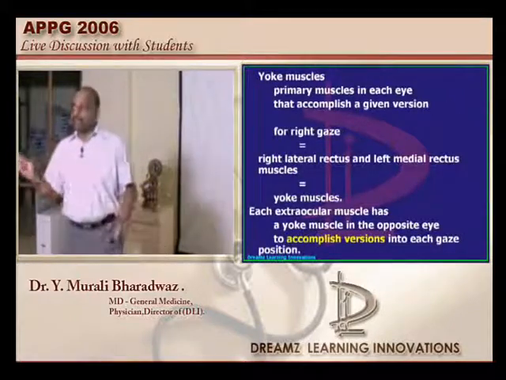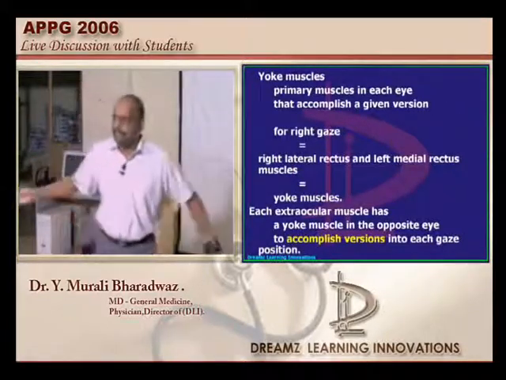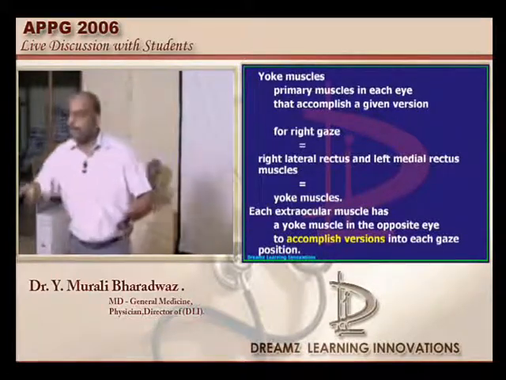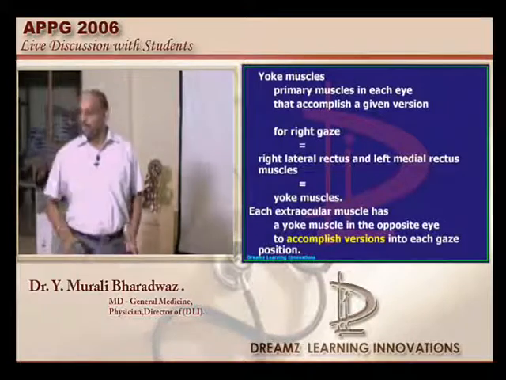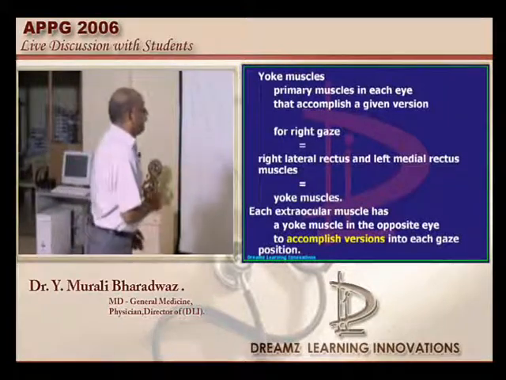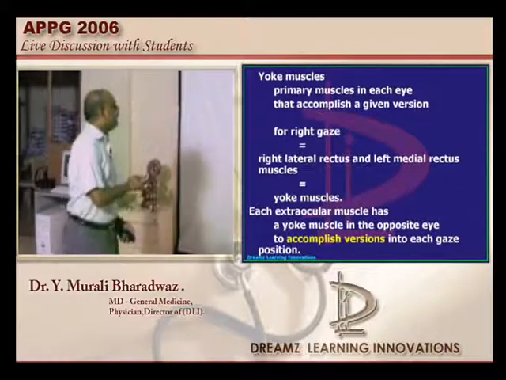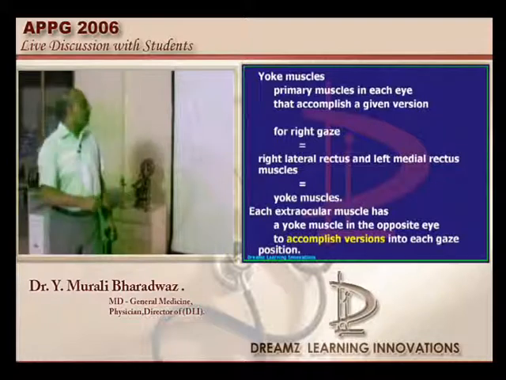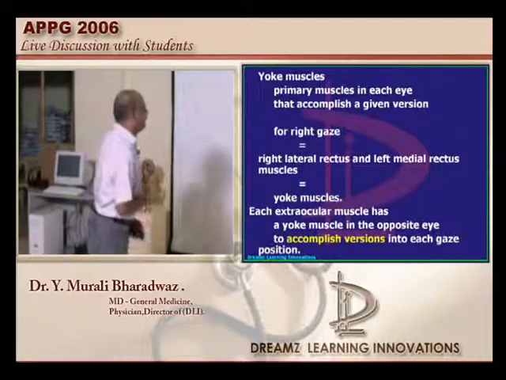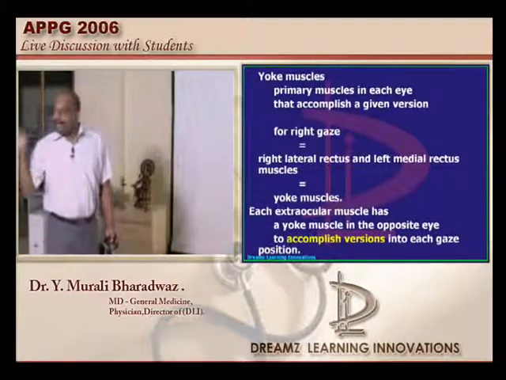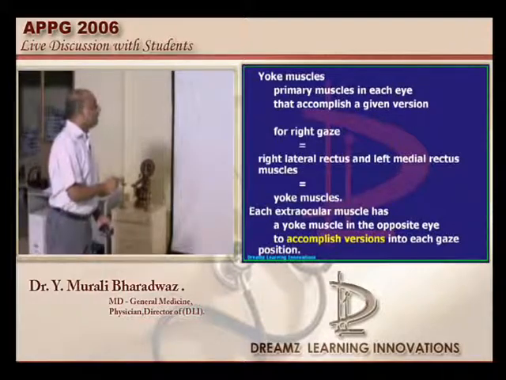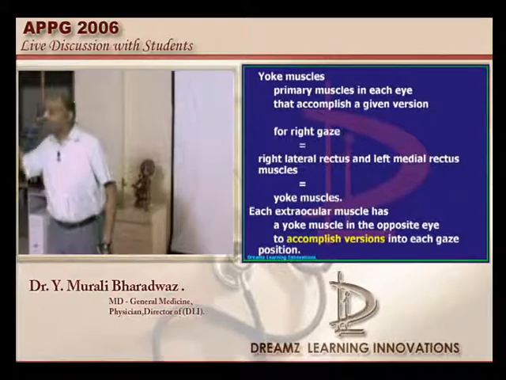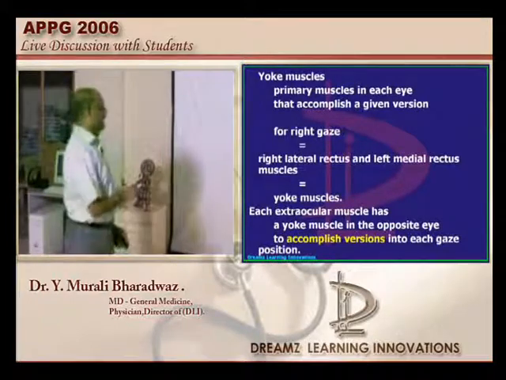What is a yoke muscle basically? What is a yoke, doctor? If you look at a bullock cart, two buffaloes will be there. There will be a yoke which will help both of them to coordinate and make them move. Okay? So, yoke muscles are the primary muscles of each eye that accomplish a given version. What do you mean by this? For example, for the right gaze, my right lateral rectus and my left medial rectus will be acting like the yoke muscles for me to look towards my right side, is what needs to be remembered.